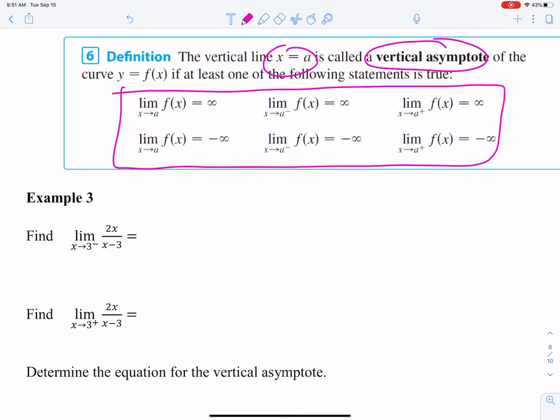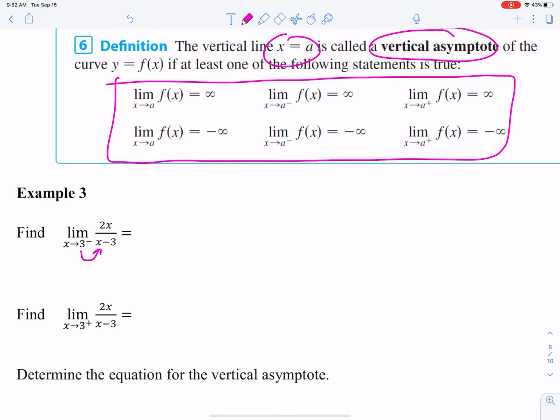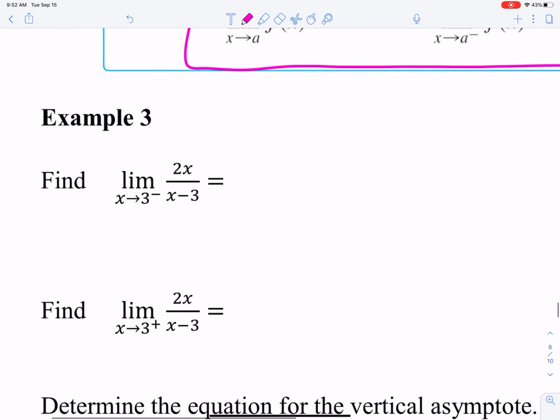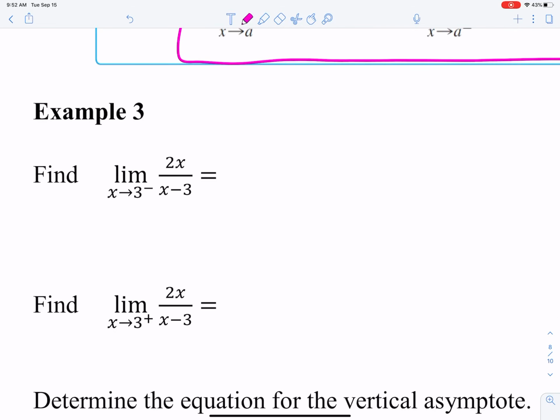So let's see. The limit as x approaches 3 from the left. Well, the problem is we can't plug 3 in, right? We'd get a 0 in the denominator. So plugging in won't help us here. But what we can do is use a table, right? So if you want to use your calculator on your TI-83 or 84, hit the y equals button in the top left corner and type the function in. 2x divided by, don't forget parentheses in this case, x minus 3.